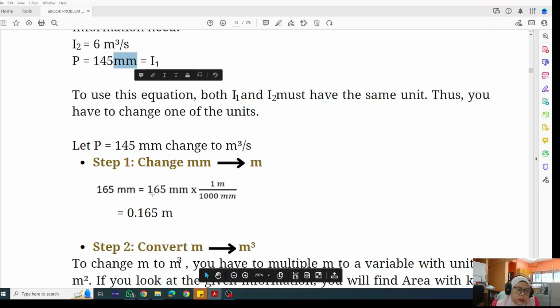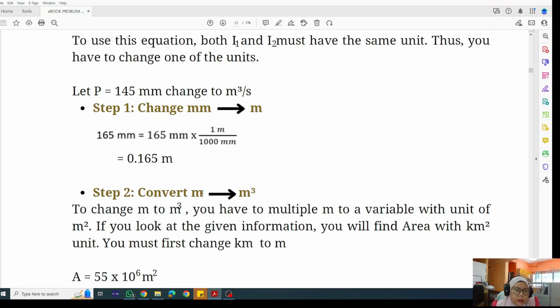So 165 divided by 1000, you get 0.165 meter. Next, you have to convert meter to meter cube. Meter is meter to the power of 1 and meter cube is meter to the power of 3. So the difference of power is 3 minus 1 equals 2. So you must look at the information.